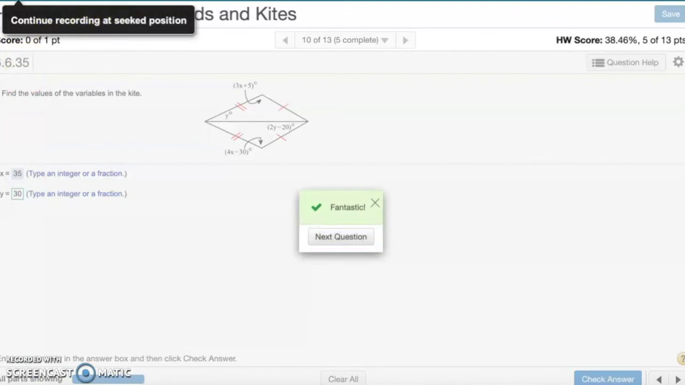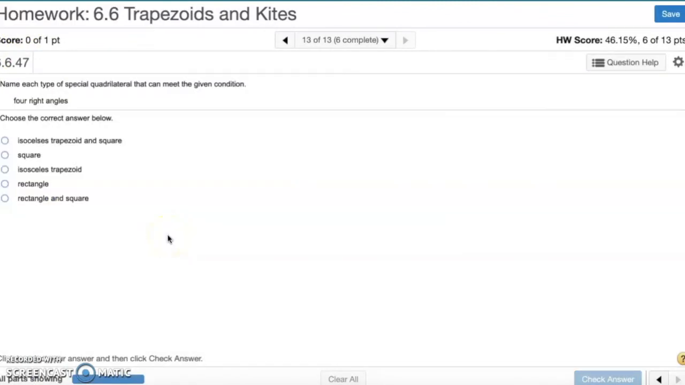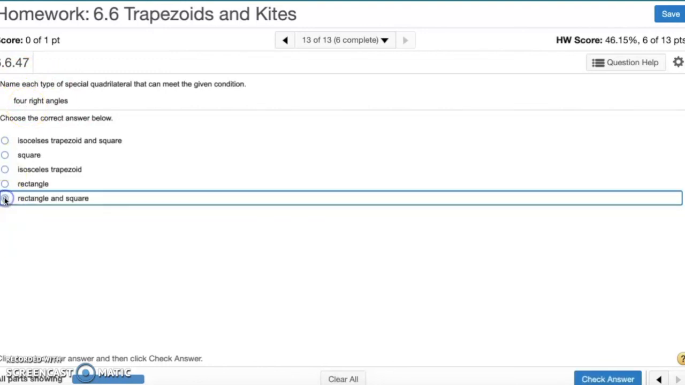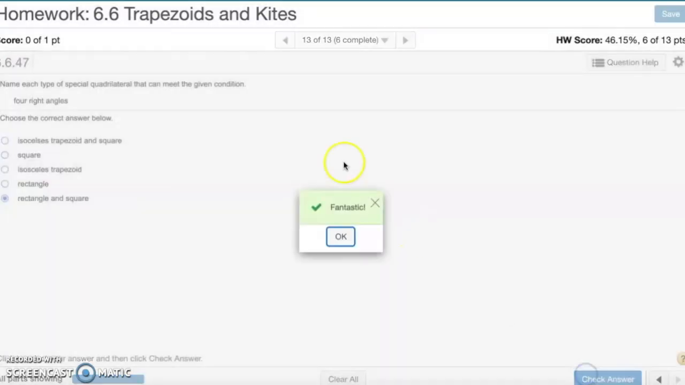And that's number 10. Number 13. Name each type of special quadrilateral that can meet the given condition. 4 right angles. The only things that can have 4 right angles are rectangles and squares. And that's number 13.